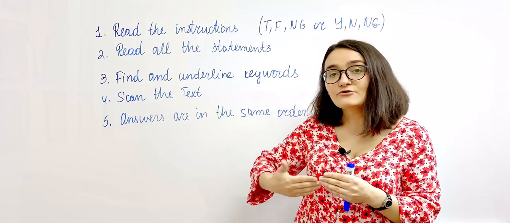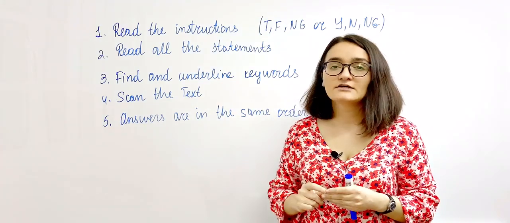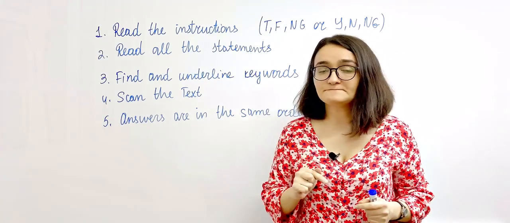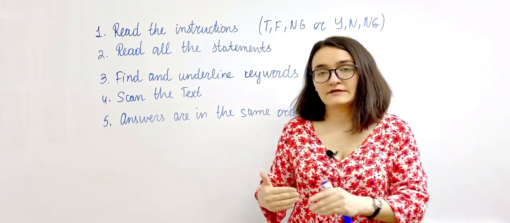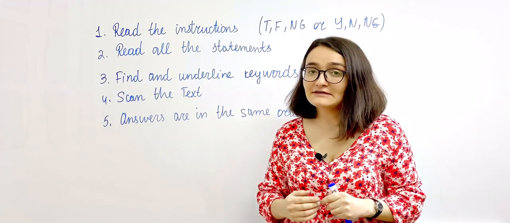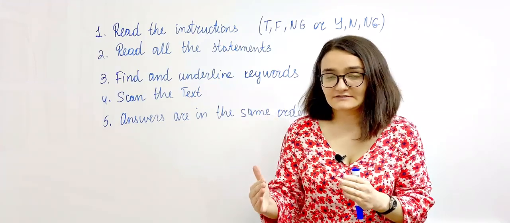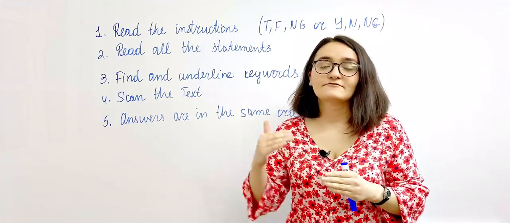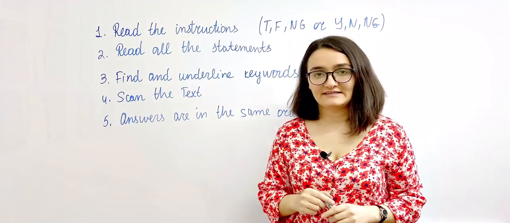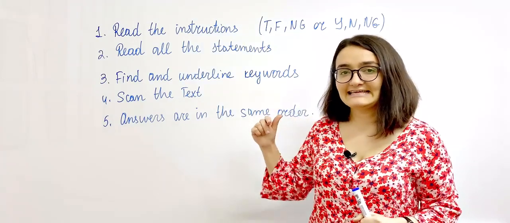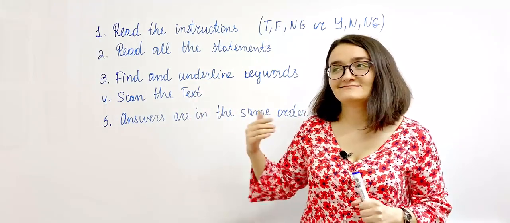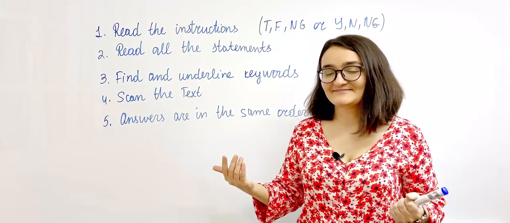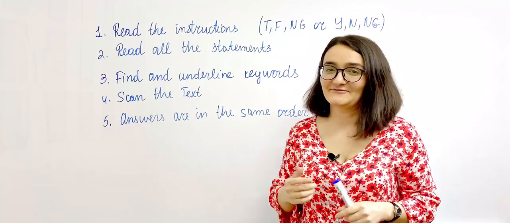So in order to avoid this kind of mistakes, try to identify your question and always write true, false, not given if your questions are true, false, not given, or just write your answers as yes, no, not given if the questions are yes, no, not given. Never write yes instead of true, no instead of false, but not given, it is the same. So you are not going to have this kind of problem in this part.